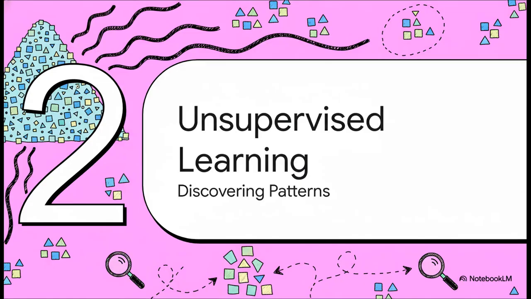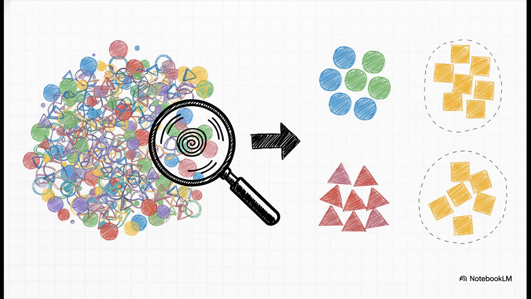Okay, that's great if you have an answer key, but what if you don't? What if you just have a giant, messy mountain of data and you want to see what's hiding in it? Well, that brings us to our second approach, unsupervised learning. This time, we don't give the machine any answers. We just hand it a pile of data and basically say, go find something interesting. It's like being a detective.